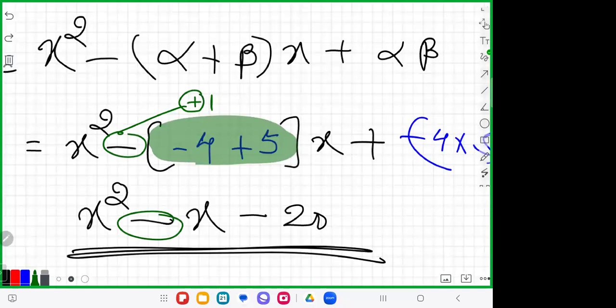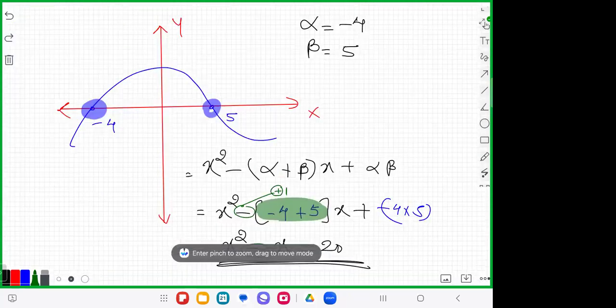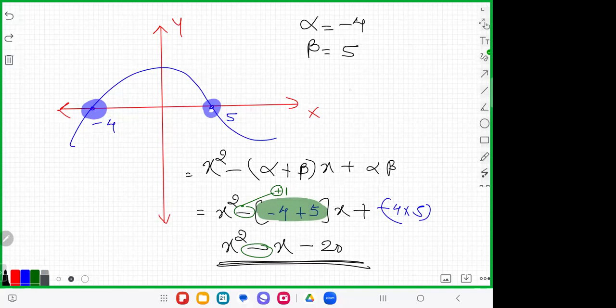Arsha asked a question this way. Arsha thought x square minus -4 plus 5 into x something. So you took these two negatives as a plus, so you would get x square plus 9x. No.